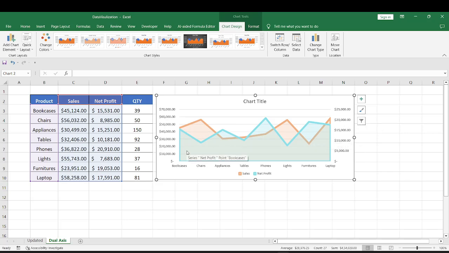This way, through the dual axis and the area chart, we are now able to understand the performance of these products on different axes. This is how we can make use of dual axis and the area charts together.